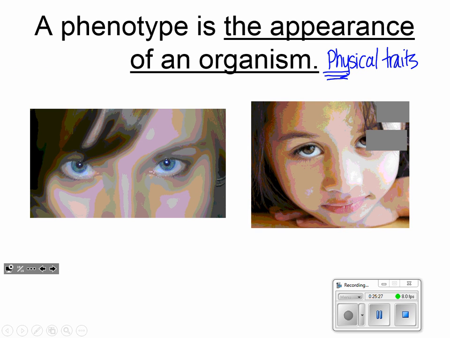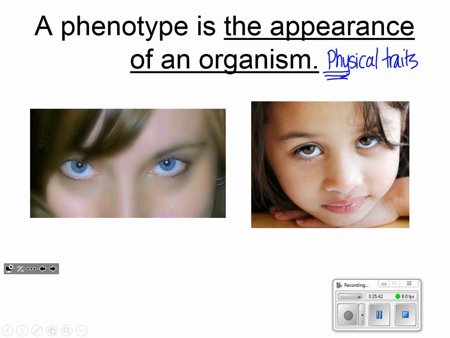Phenotype. This is vocabulary we need to know. Turn the page. When we discuss phenotype, we discuss what you physically look like. So your phenotype is your physical trait. If you want to write on top of the word phenotype, physical trait, because that's alliteration. Phenotype is physical.